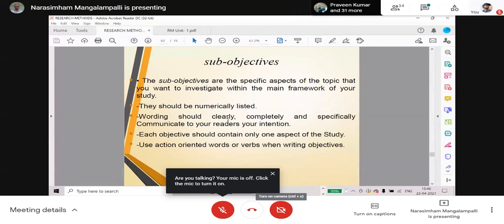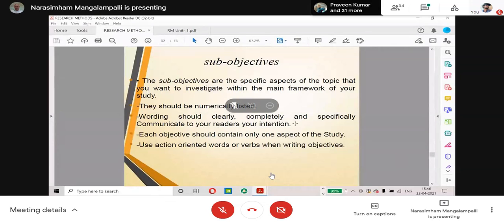Wording should clearly, completely, and specifically communicate to your readers your intention. Each objective should contain only one aspect of the study. Use action-oriented words or verbs when writing the objectives. So, this is what is very much required.